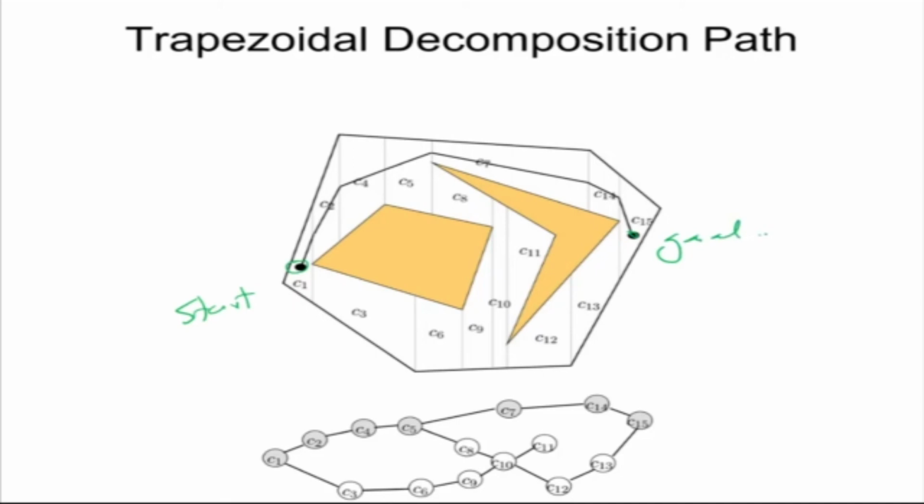What I will do is I will look at C1. The start point is in C1, so it is in C1. The goal point is in C15. Okay. Now I know which is the path. So this is the path. Okay. Path in terms of the cells.